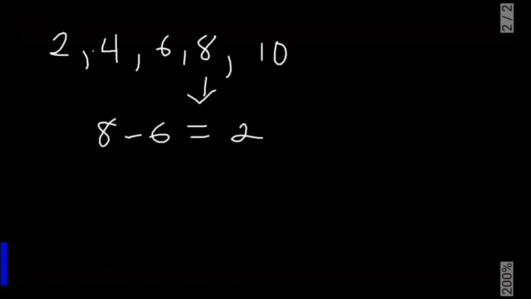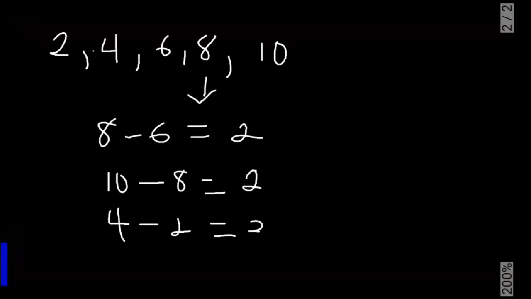Let's pick the fifth term and the fourth term. The fifth term is 10, and the term preceding it is the fourth term, which is 8. So that is 2. Let's pick the second term and the first term. 4 minus 2, we have 2. So we see that the common difference is constant. So this is an arithmetic progression.